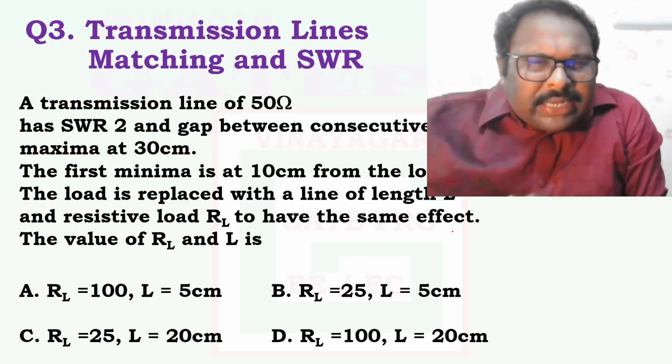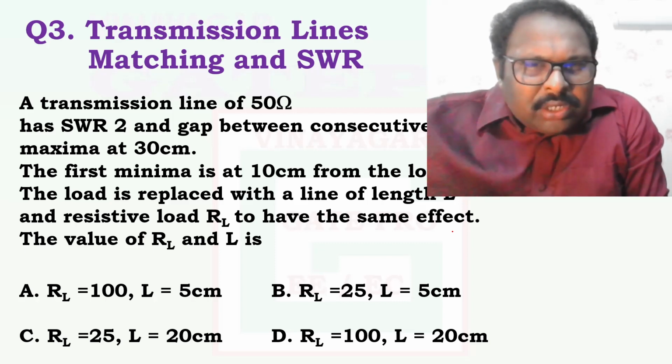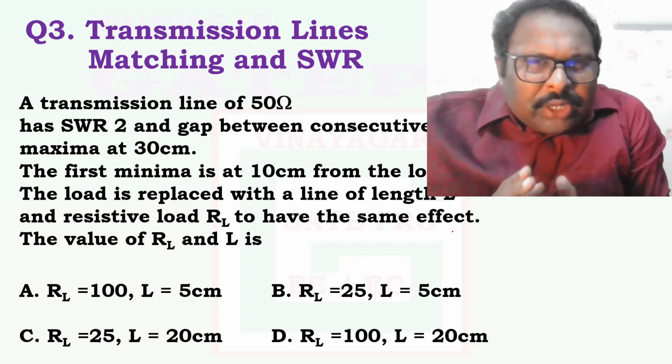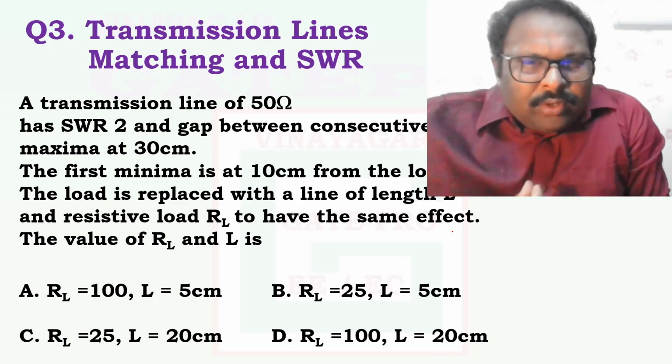The first minima is at 10 centimeter from the load, and the load is replaced with a line of length L and a resistive load RL to have the same effect. That means you're replacing the load with one more transmission line of a length and RL, same characteristic impedance. What is the value of RL and L?